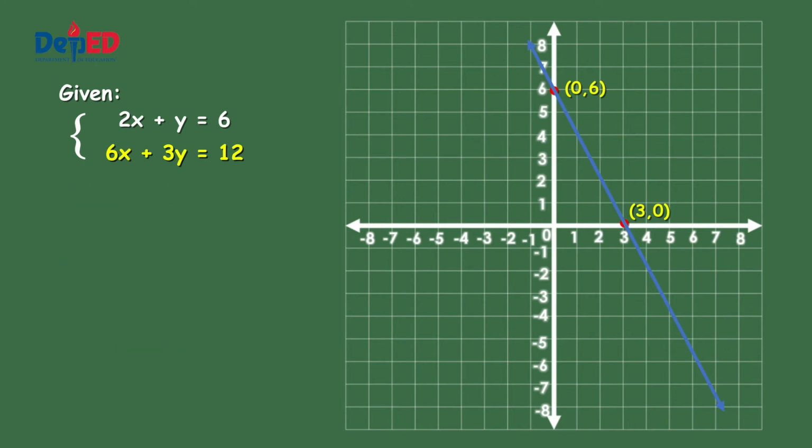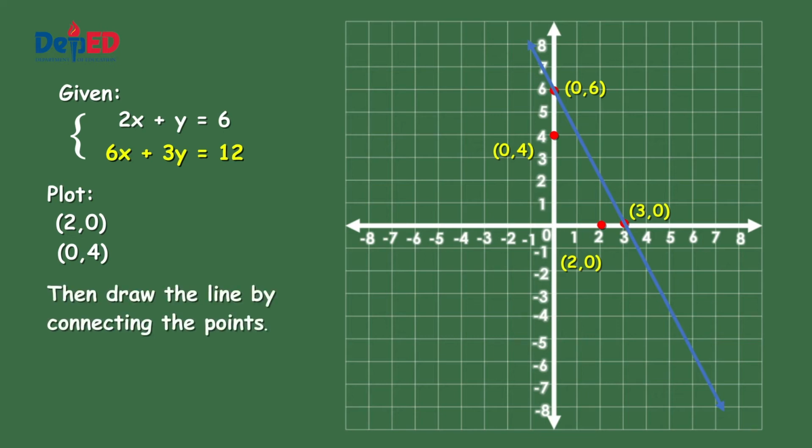Let's proceed to plotting these points on the same rectangular coordinate system we used a while ago. Since we have an x-intercept (2, 0), plot this on the x-axis, 2 units to the right of the origin, while the y-intercept (0, 4) is on the y-axis, 4 units upward from the origin. Connecting these 2 points shows us the graph of the linear equation 6x + 3y = 12.